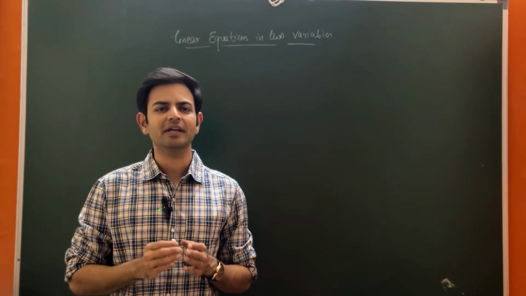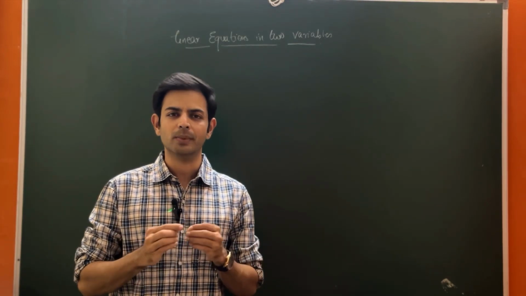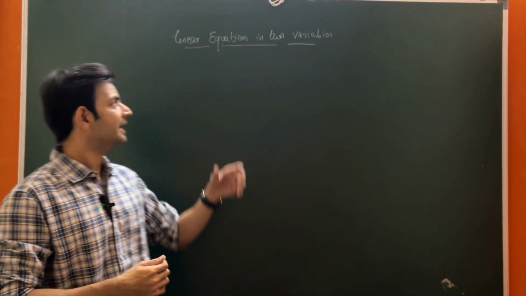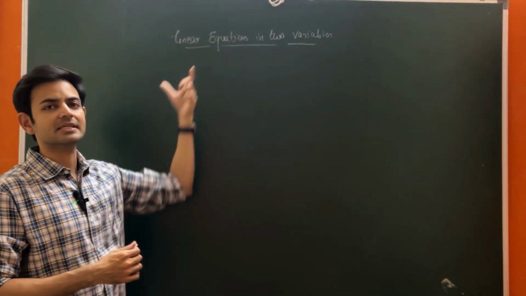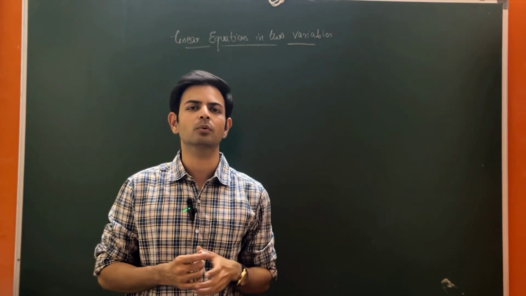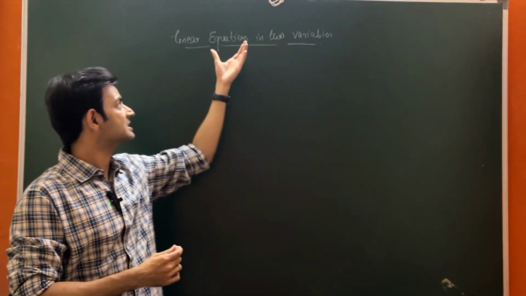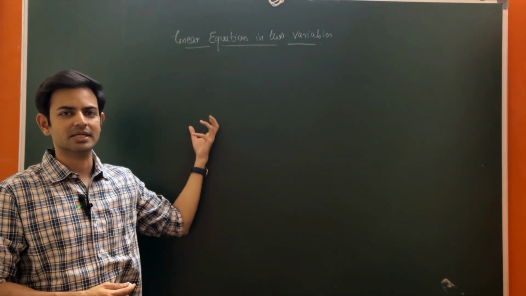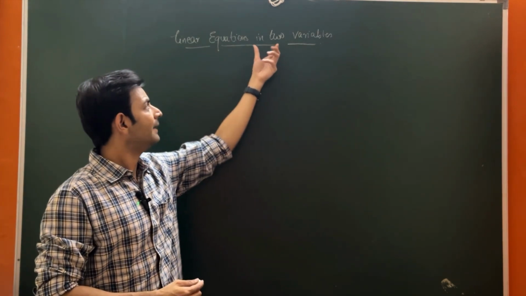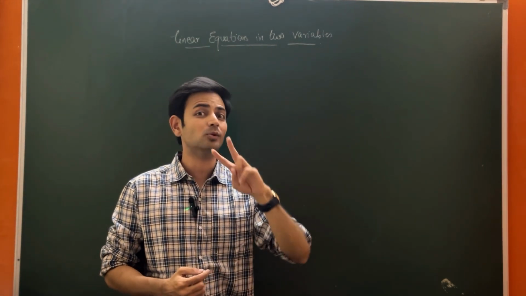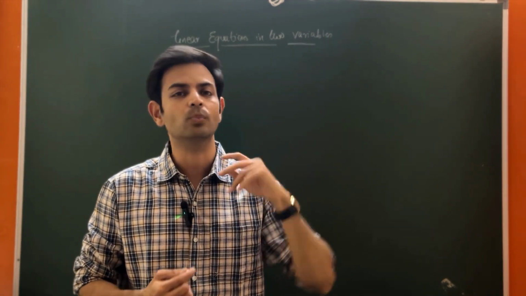In this video, we will understand the concept of linear equations in two variables. So when I say the word linear equations, it means the maximum power of the variables will be 1 here. Because they are equations, there is something on the LHS, something on the RHS. And because of two variables, we need two equations to solve these two variables.